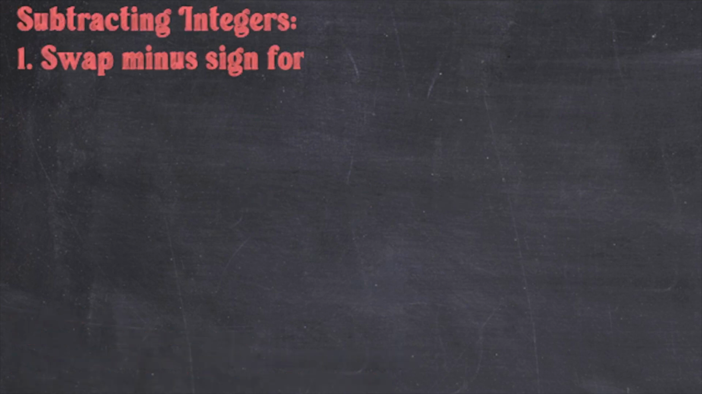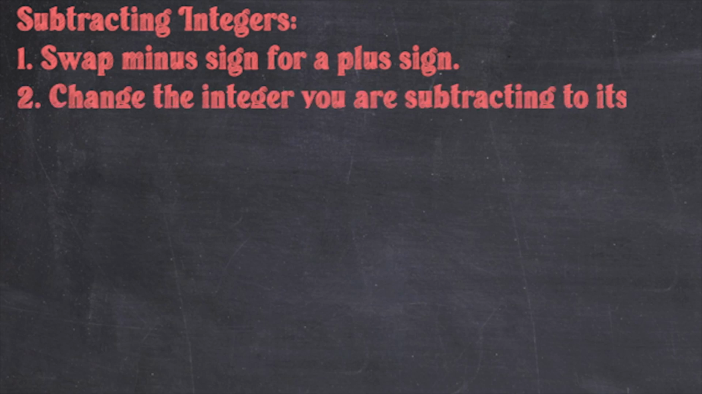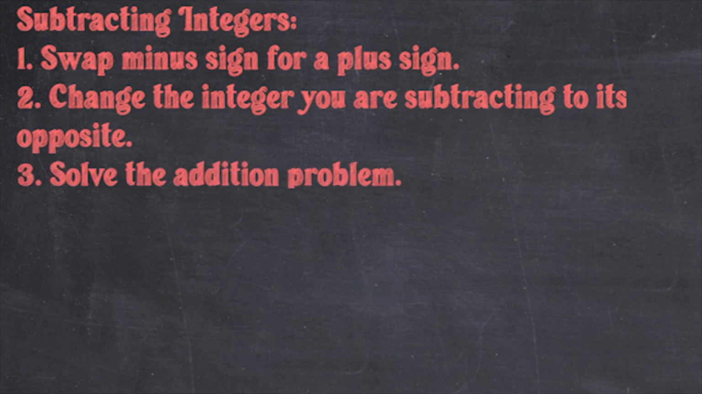Now let's talk about subtracting integers. The process for subtracting integers actually involves addition. When you see a subtraction problem, you should first change the subtraction symbol to an addition symbol. Now, change the integer you are subtracting to its opposite and solve the addition problem. The answer to this new addition problem is the answer to the original subtraction problem.